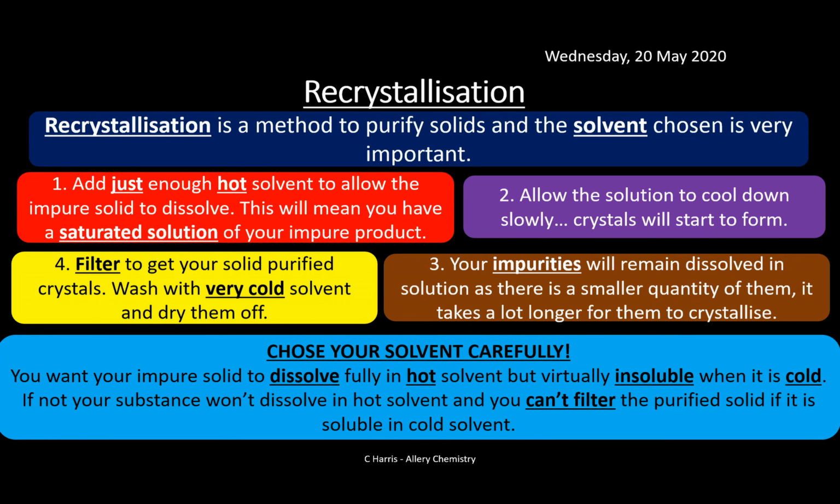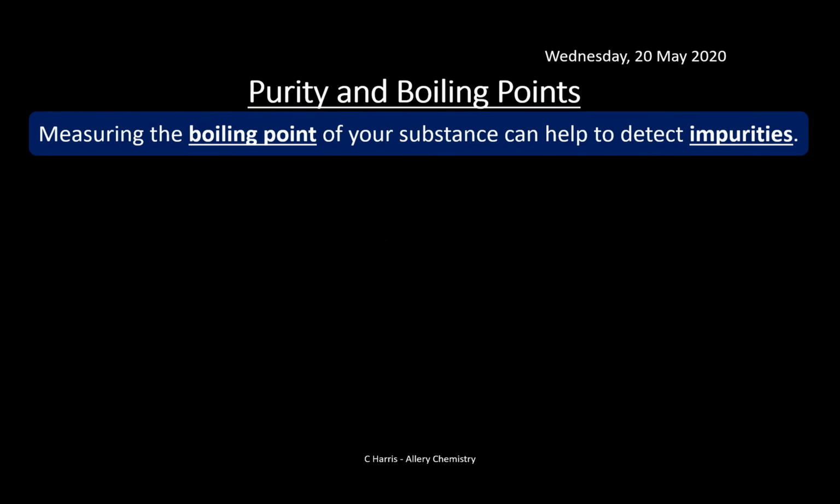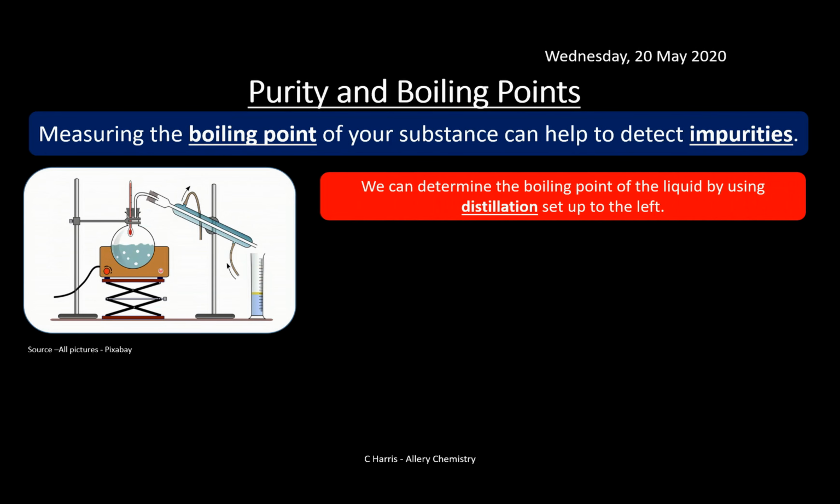Okay, so now we've purified our solid, we need to actually determine how pure it actually is. The purity of whatever you've produced depends on if it's a liquid or a solid. If it's a liquid, then we're looking at boiling points. If it's a solid, we're looking at melting points. So we're going to look at a liquid. If we've produced a liquid and we want to work out if that liquid is pure, then we need to work out its boiling point. Measuring the boiling point of that liquid can help you to determine if there are any impurities in there.